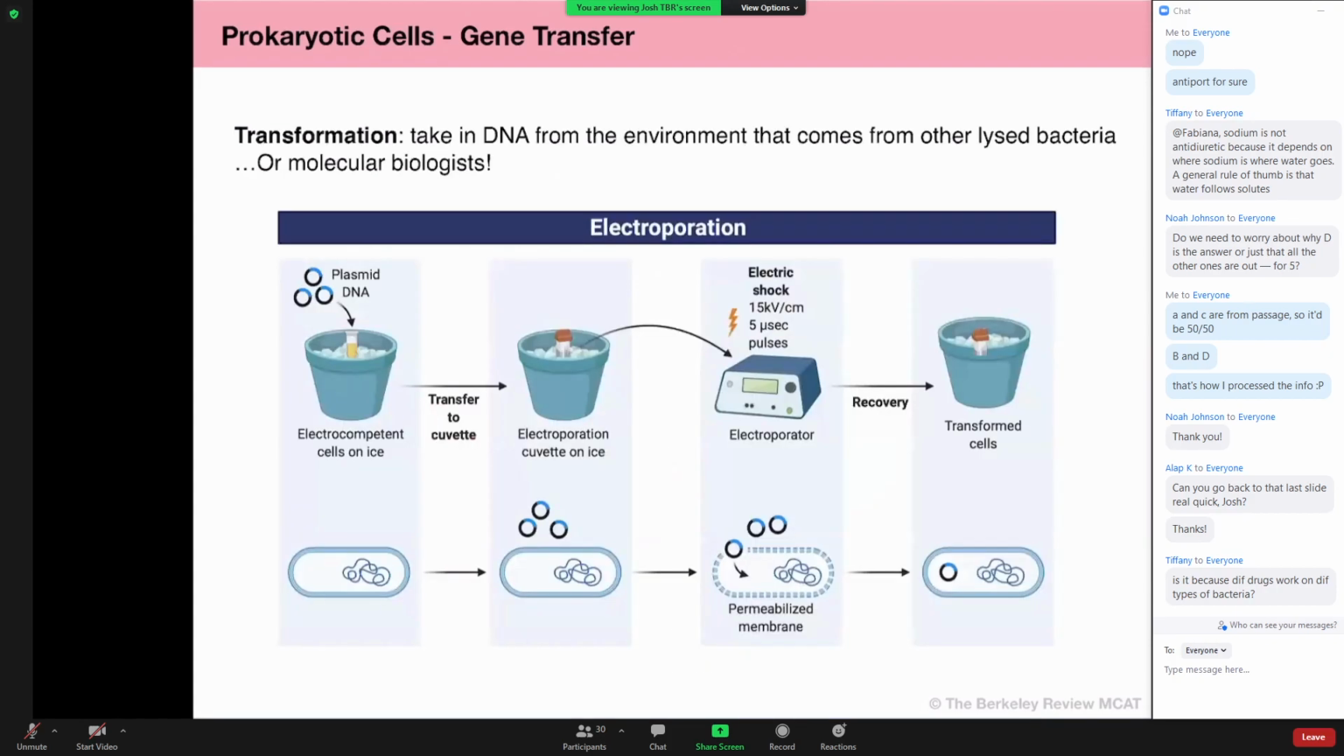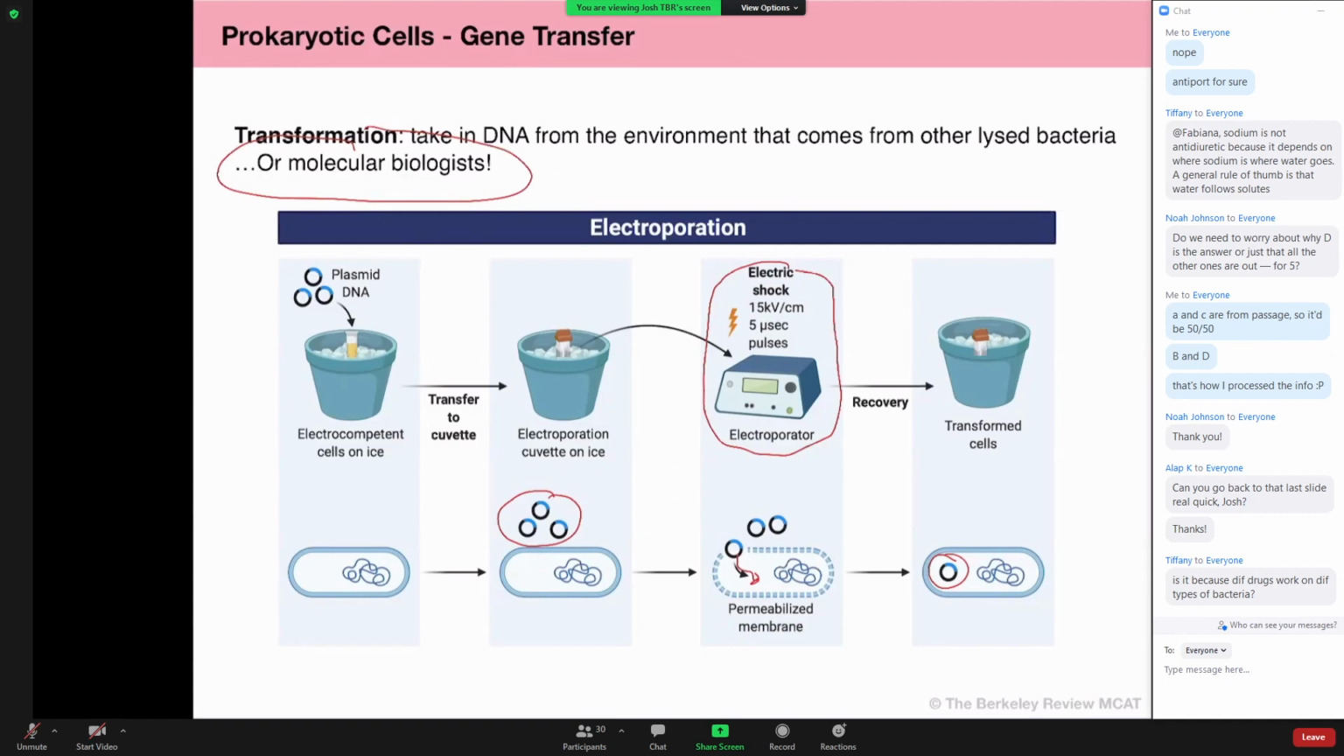And then my favorite one, transformation. This is where DNA can come from the environment, right? So like I said, other lysed bacteria, or even better, molecular biologists, right, can actually introduce foreign DNA. And then, if you're in a lab, you've probably done this, an electroporator, which sends an electric shock. And so the cell can actually take up a plasmid or some sort of foreign DNA. And now you've created a transgene, right? You've inserted DNA into a bacteria host that can now replicate it and do everything, right?